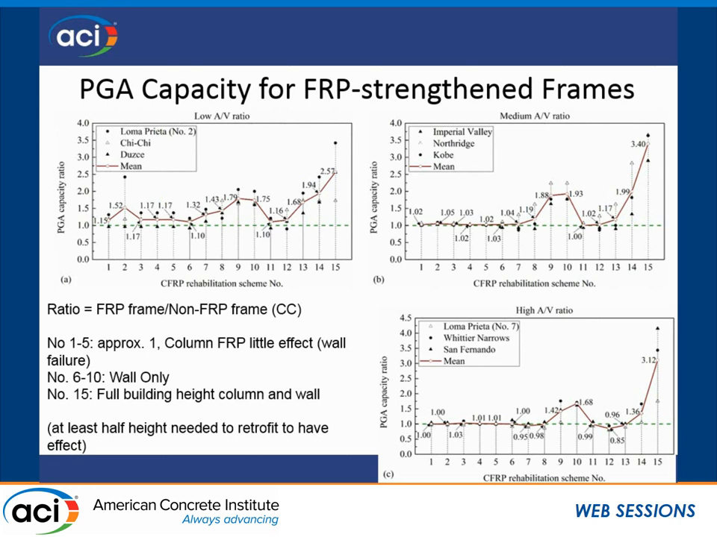Now, if we strengthen the masonry walls only, we're seeing some influence for the low range and some for the medium and the high. But it's only when we strengthen the whole structure, as we move up the schemes from 11 up to 15, that we can see this ratio increasing quite dramatically. So we're reaching our peak ratio when we strengthen the whole frame with FRP for the columns and the walls. So we find that we need to have at least half the height of the frame strengthened with FRP for there to be a noticeable effect on this capacity.